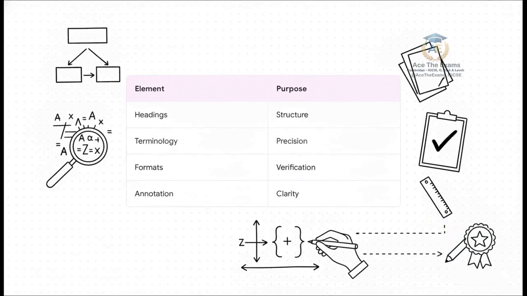You need proper structure with your headings, precise terminology, verification formats, and clear annotations. If you lay out your expansion cleanly, step by step, clearly showing your specific substitutions for a, b, and n before you start multiplying the whole shebang out, the examiner can actually reward your method. Even if a tiny, silly arithmetic error happens at the very end, those clear substitutions capture the majority of the marks.